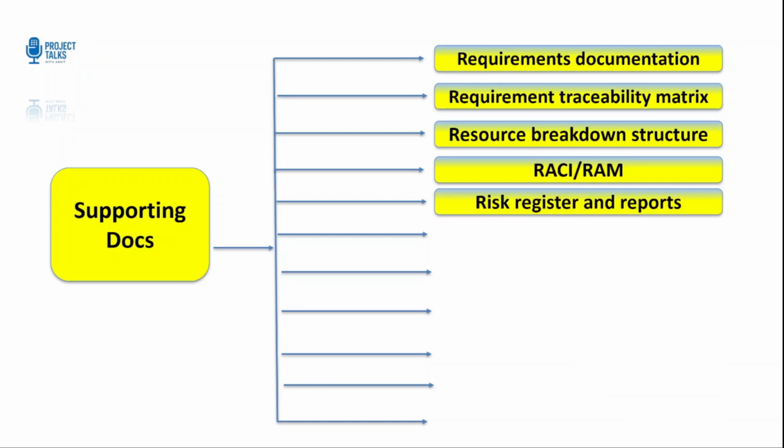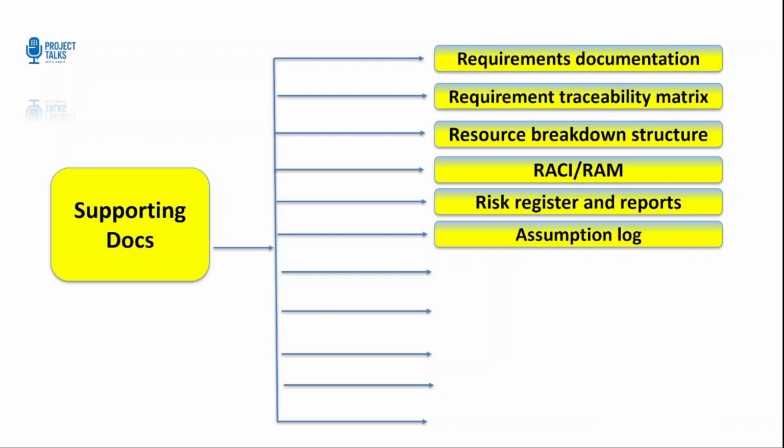Next is your risk register and reports. Now, these documents list all identified risks, their probability, impact, and the corresponding response strategies. Regular risk reports help in proactive risk management. Next, we have assumption log.